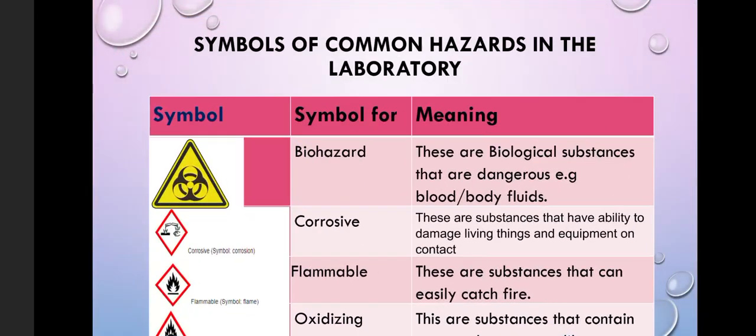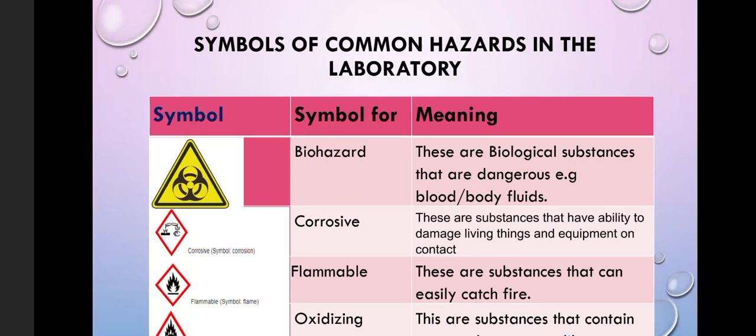Apart from carcinogenic material or substance, there is another symbol, and this symbol stands for a biohazard. If a substance has a symbol for biohazard, then it means that that particular substance is a biological substance that is normally dangerous. An example of a biological substance that can be dangerous includes body fluids like blood, saliva, urine, or the rest. The second symbol in our table represents a substance or a material that is corrosive in nature, and basically these are substances that have ability to damage living things or equipment that they come into contact with.